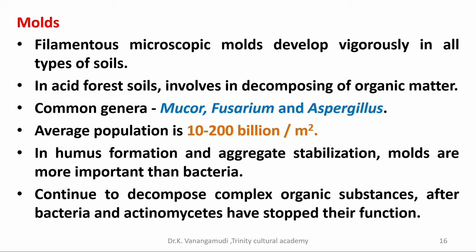In acid forest soils, they are involved in decomposing organic matter. The common genera are Mucor, Fusarium and Aspergillus. The average population is 10 to 200 billion per square meter. In humus formation and aggregate stabilization, molds are more important than bacteria. They continue to decompose complex organic substances after bacteria and actinomycetes have stopped their function.